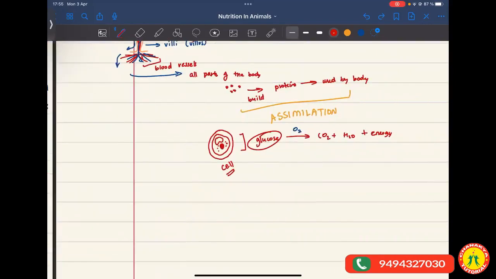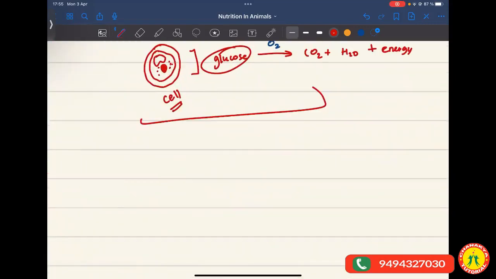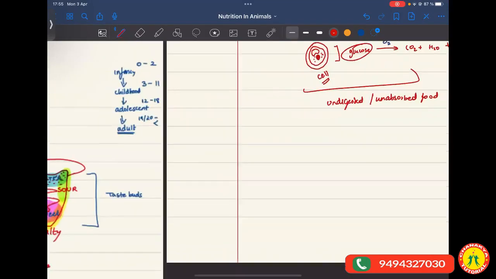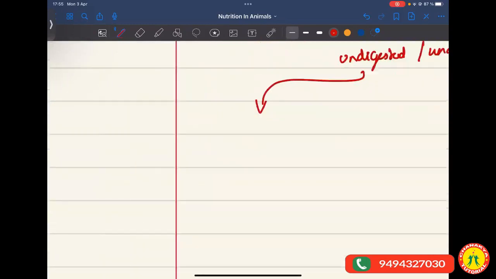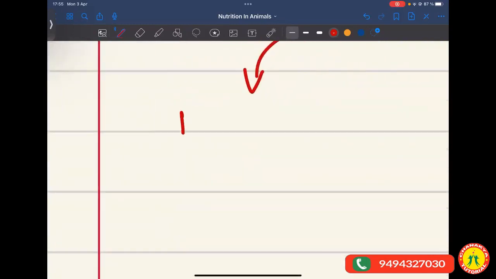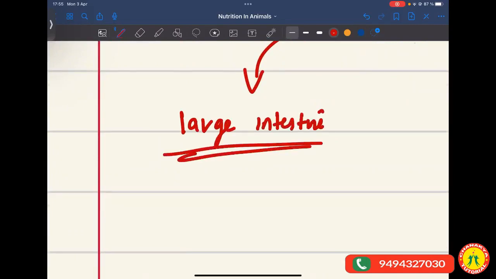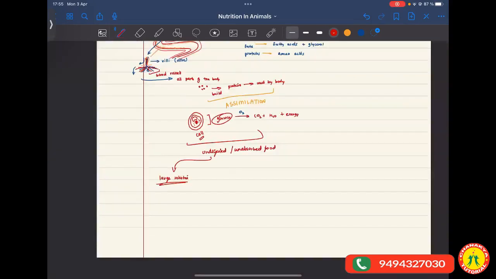So after all these processes, you will have your undigested and unabsorbed food. This undigested and unabsorbed food, where does it go to? Enters into the... Ma'am, large intestine. Large intestine, which will be our next topic, which we'll be talking about in the next class.